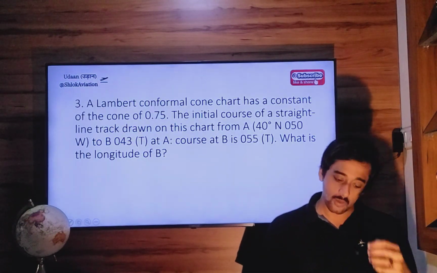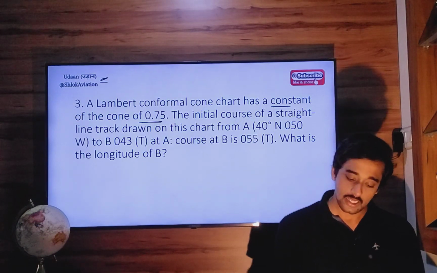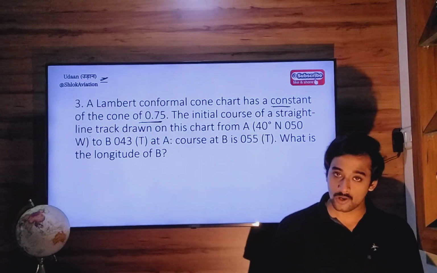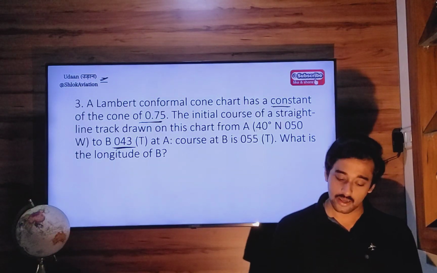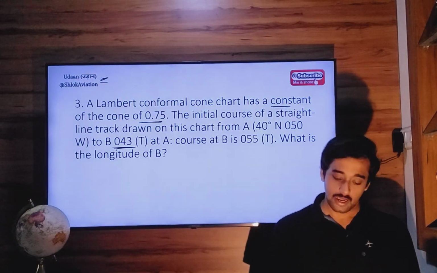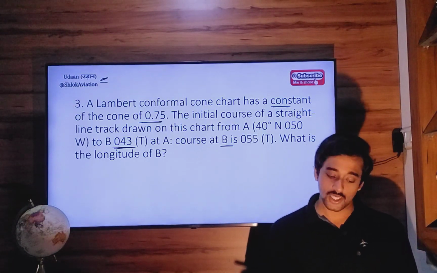A Lambert's conformal chart has a constant of the cone 0.75. The initial course of a straight line drawn on this chart from Alpha to Bravo is 043 at Alpha. At Bravo, that direction is 055. What is the longitude of B?